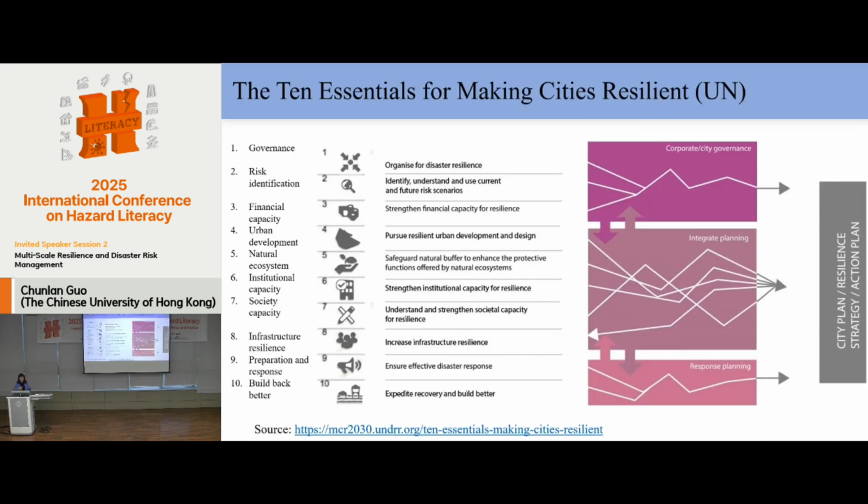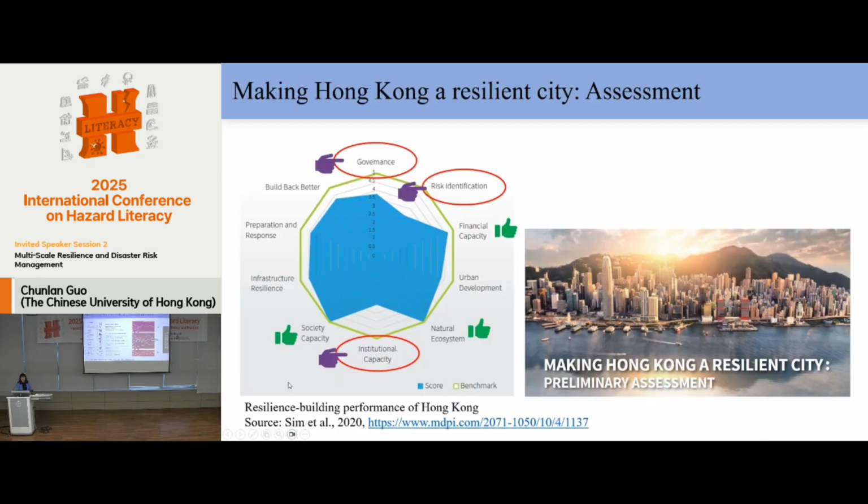And the UN had the 10 essentials for making cities resilient. 10 essentials, that means 10 indicators. You can also go to the UN to search, from governance to build back better. And we use these 10 essentials to assess the city resilience of Hong Kong, our city. And we found that Hong Kong did very well in financial capacity and natural ecosystem, because in Hong Kong, only 20% of the land has been developed, and the other 70% are still countryside.